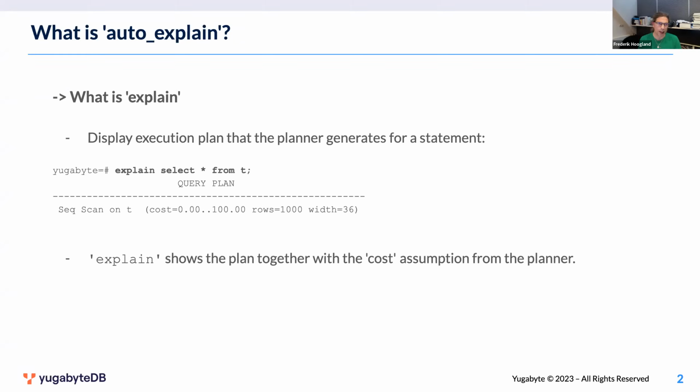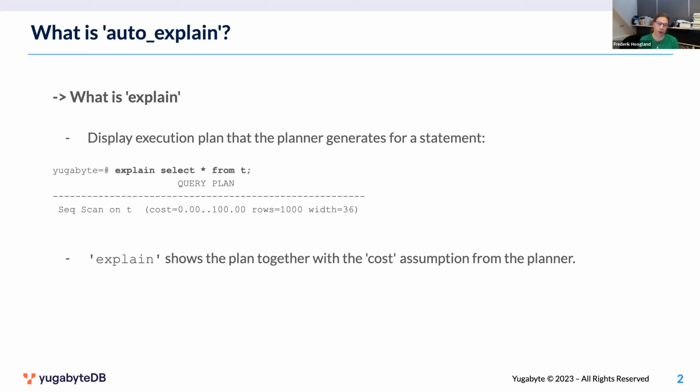To answer why you would want to use auto-explain, the first thing you need to understand is what explain is in the first place. Explain means to let the Postgres engine show the execution plan for the statement that is being submitted. Normally that would be done by using the explain command, such as on the screen, which says explain select star from T. I created a T table. The T table isn't there by default. And then it tells us that this is performed using a sequential scan on the table T.